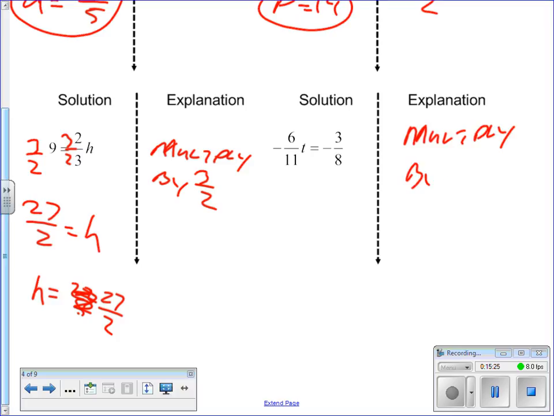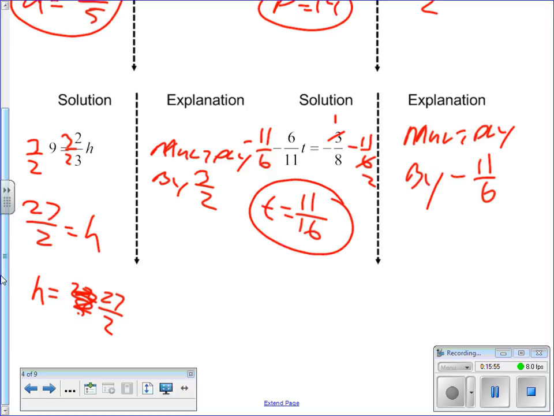I multiply by what on this one? 11 over 6, negative 11. Negative 11 over 6. Gotta watch your negatives and positives. Negative 11 over 6. I get t equals. I had two negatives, so my answer is going to be positive, which is nice. And the 3 and the 6 reduce. It goes in there twice, goes in there once. So I get 11 over 16. Any questions on that? 11 over 16. Good?